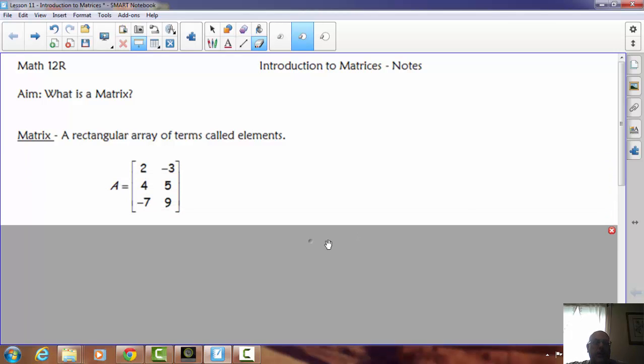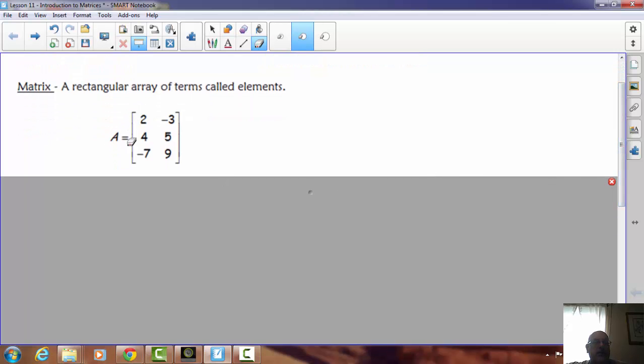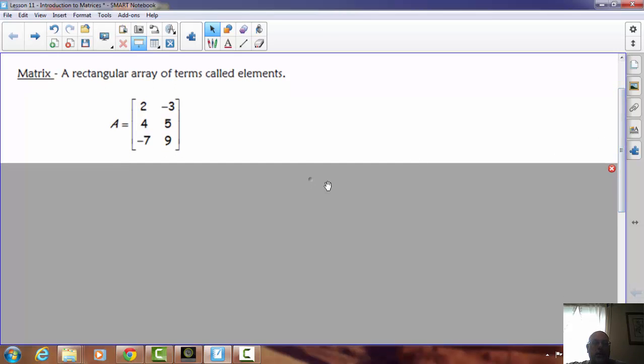So this is what a matrix looks like. This is matrix A, and if you see the little brackets around the matrix right here, they have to have the brackets around them. That's how we know it's a matrix.